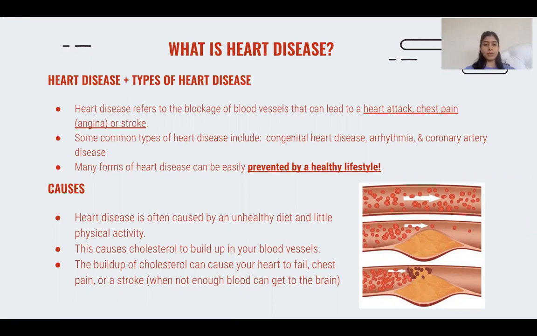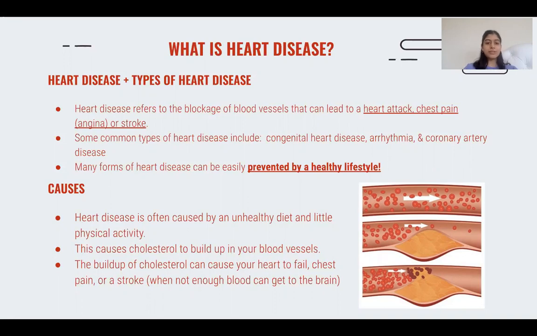And some common types of heart disease, this by all means is not all types of heart disease, but some common ones: congenital heart disease, arrhythmia, and coronary artery disease. And it's also important to note, and we'll get to that later in the presentation as well, that many forms of heart disease can easily be prevented by a healthy lifestyle.